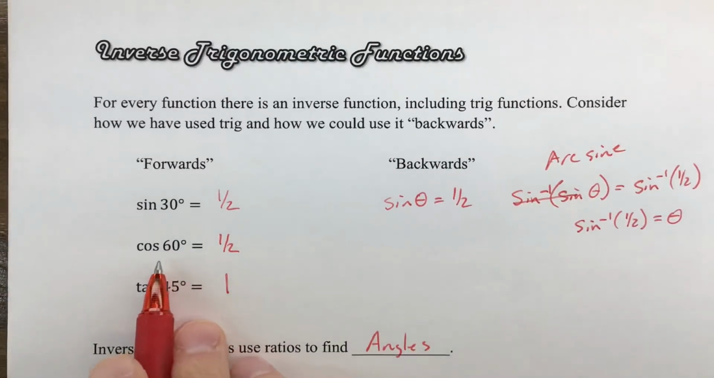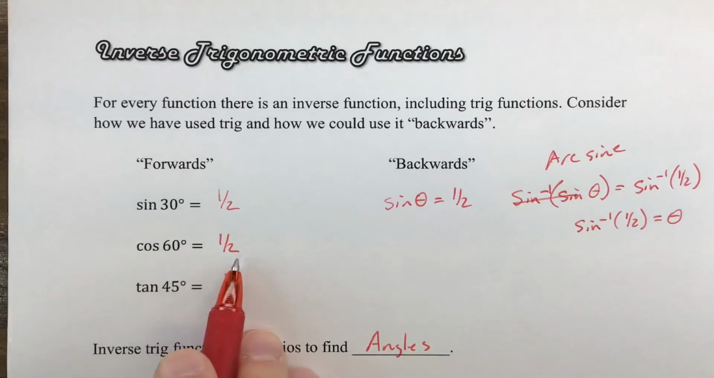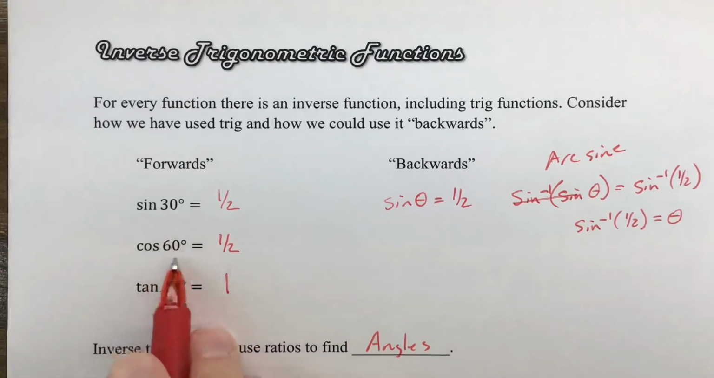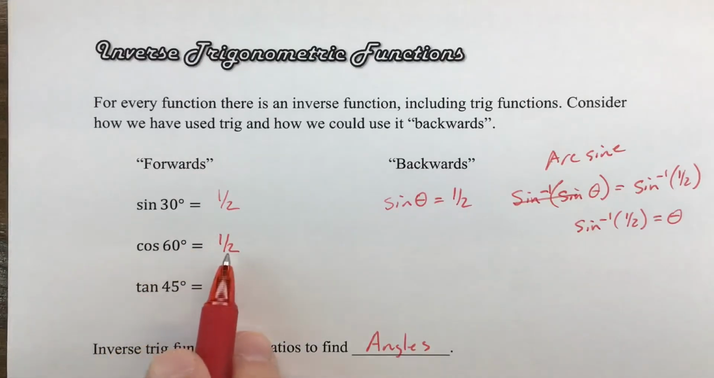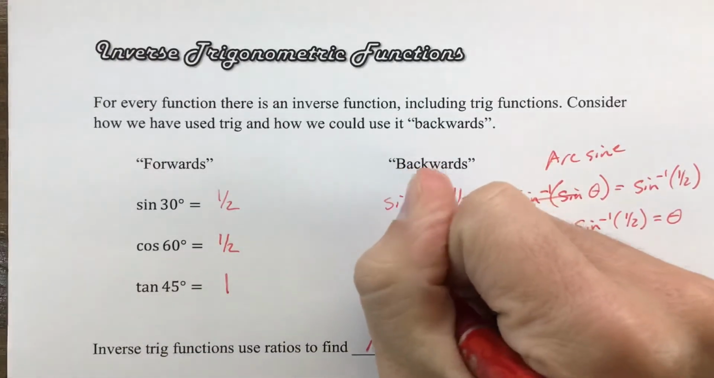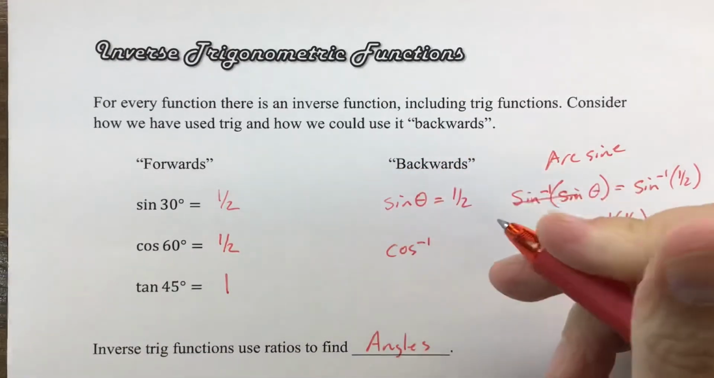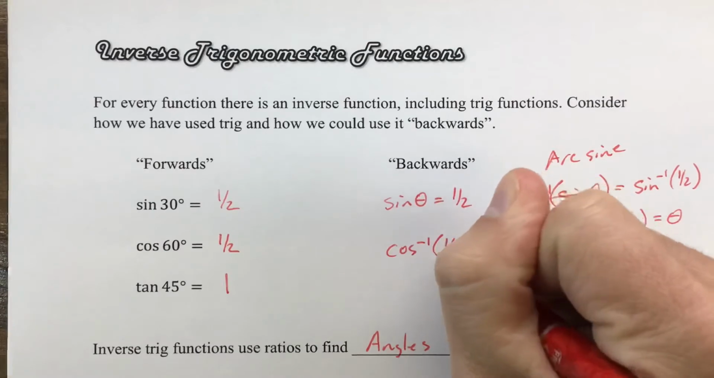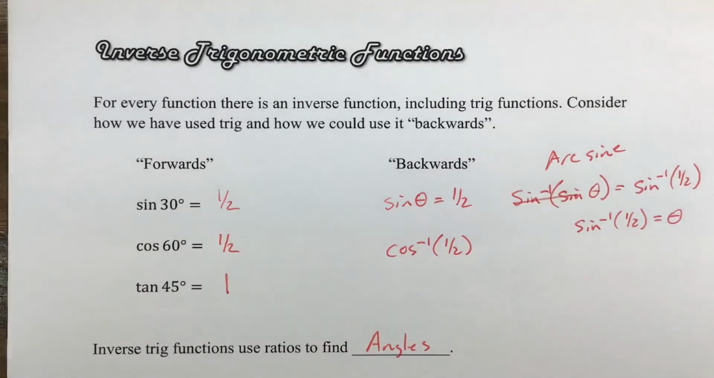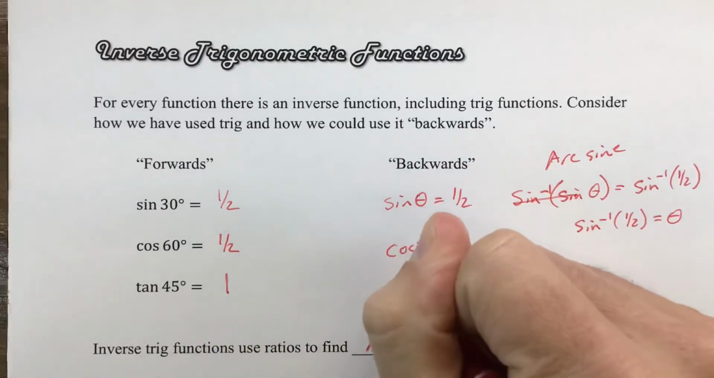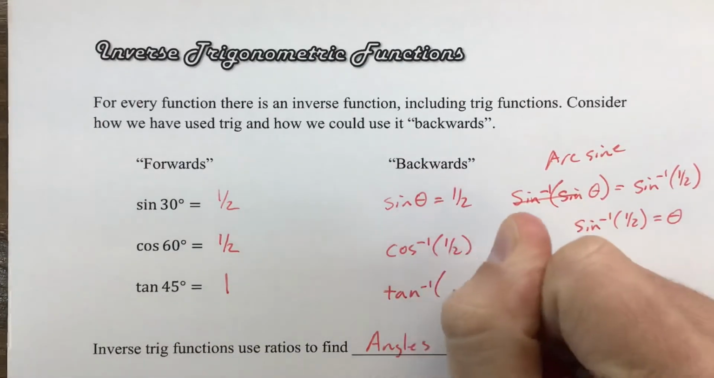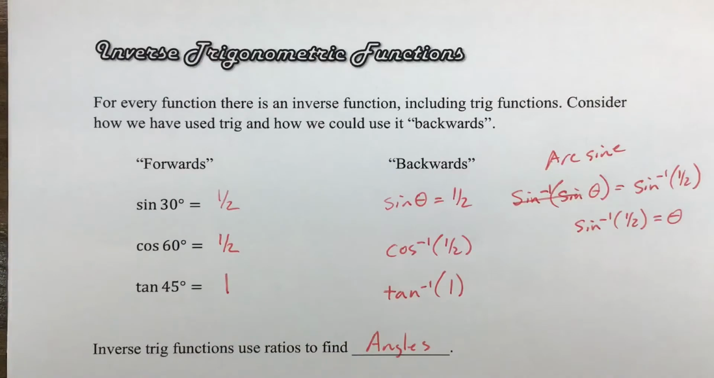For the next one here, cosine 60 equals 1/2. If we were looking to solve for that angle 60, but we knew the ratio is 1/2, you could evaluate the arc cosine of 1/2, and that will tell you 60 degrees. You can do the same thing for tangent. You can do the arc tangent of 1, and that will give you your angle measurement back.